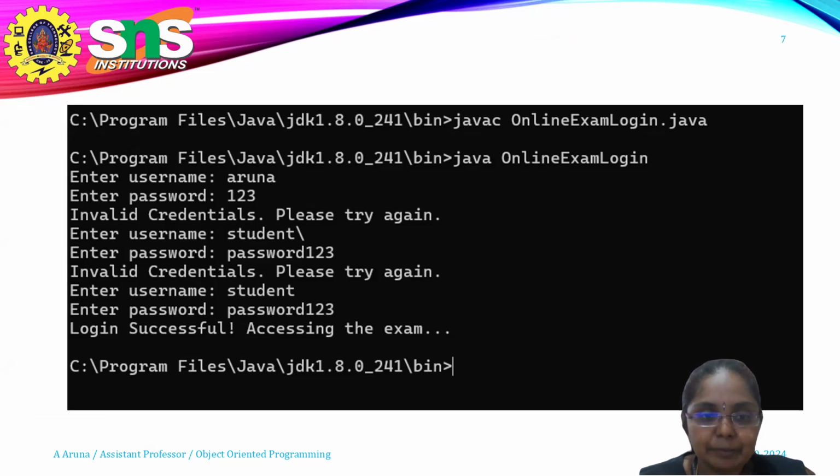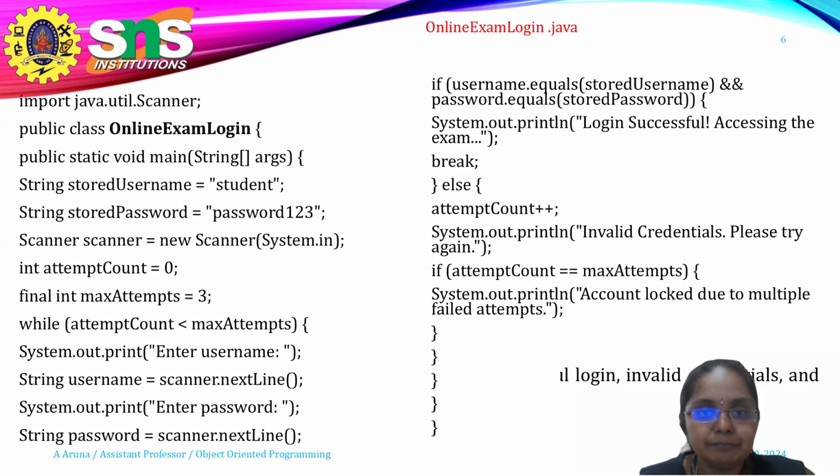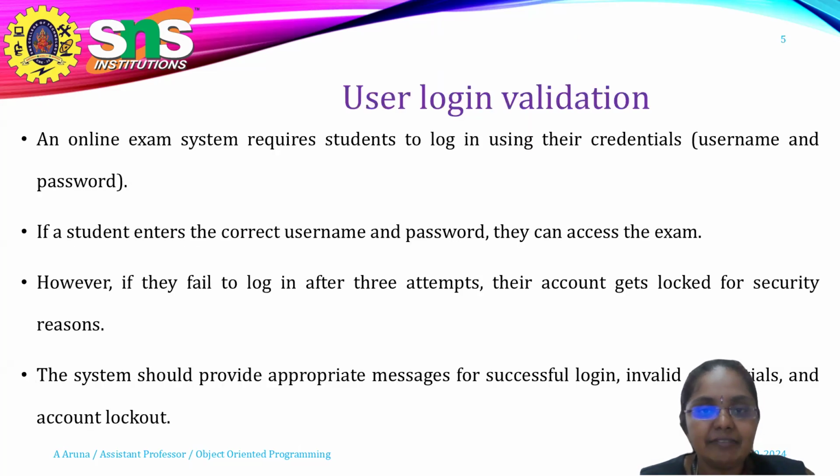Finally, I gave the correct password, because this is the first attempt, second, and this is only the third attempt. If I cross this one, definitely my account will be locked. So in this case, I have given the correct password and username. The message that login is successful, accessing the exam, is displayed to me. So this is a simple program for validating whether the username and password are correct by using a decision-making statement.